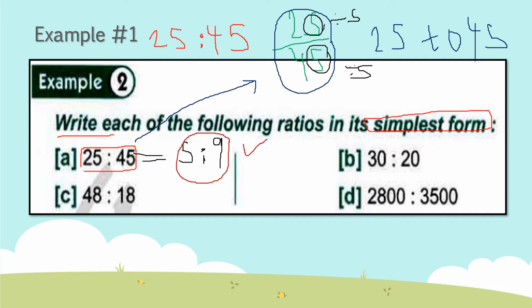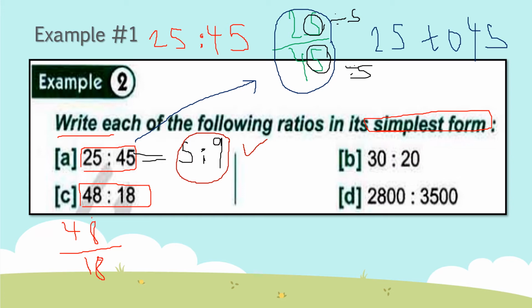Also, let's do another one here. Let's do this one, number C. So 48 to 18, we can make it in its fraction form, which is 48 over 18, with 48 at the top as the antecedent and 18 at the bottom as the consequent. And then we can start simplifying it.